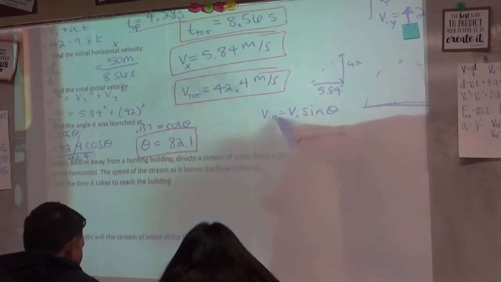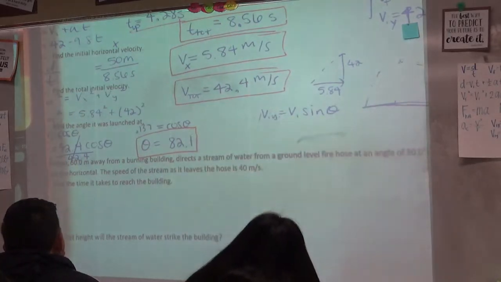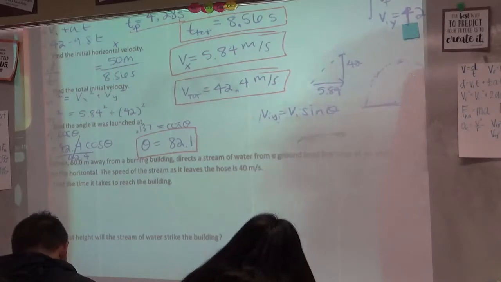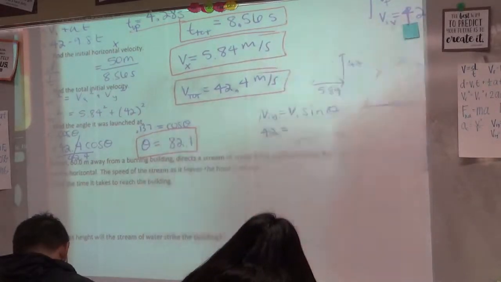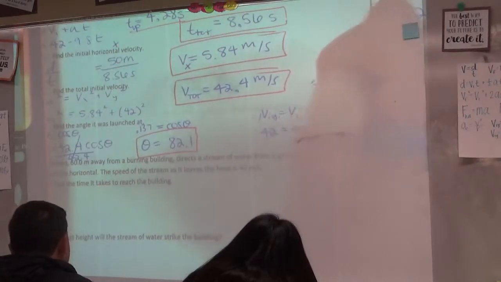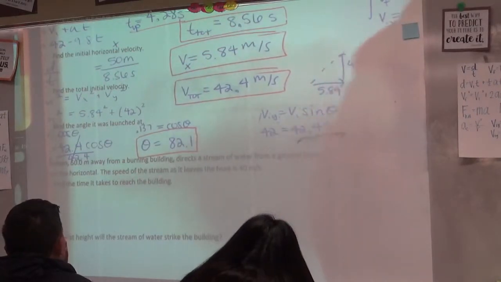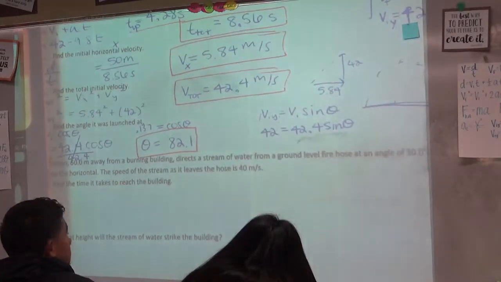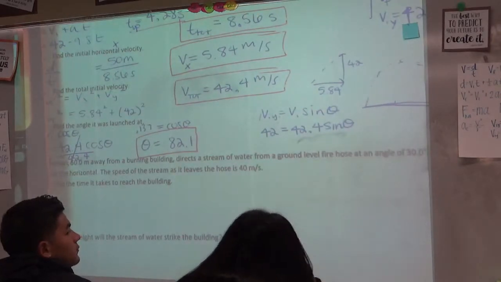What would we plug in on the VIY? What number? 42, because that was the initial velocity for y. What would we plug in for VI? 0.4. Good. Now, in order to solve this, what would I do first? Divide it over.